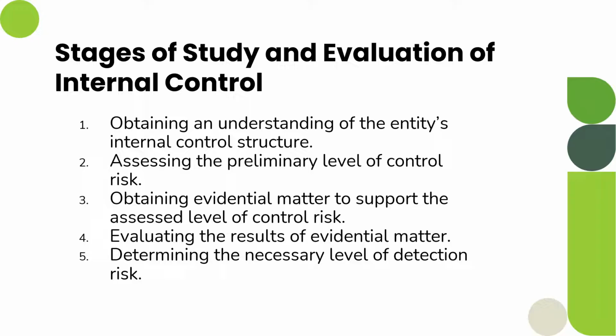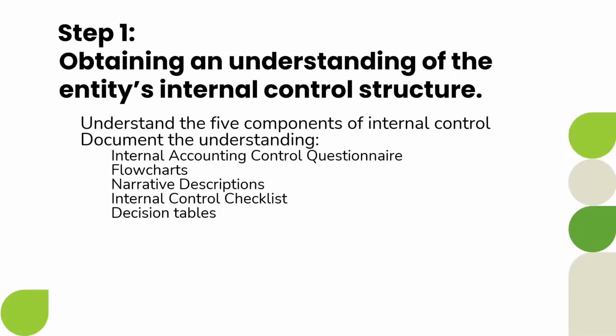After that, the auditor will assess the preliminary, meaning the initial, level of control risk. Should the auditor put the preliminary level of control risk at less than maximum, what did we say a while back? Well, the auditor will have to obtain evidence. And to obtain evidence, the auditor will have to perform tests of controls. So after tests of controls have been performed, if they have been performed, then you evaluate the results before the auditor comes up with a final assessment of control risk, which is now used, together with inherent risk, to determine the necessary level of detection risk.